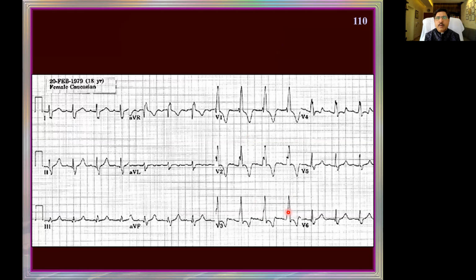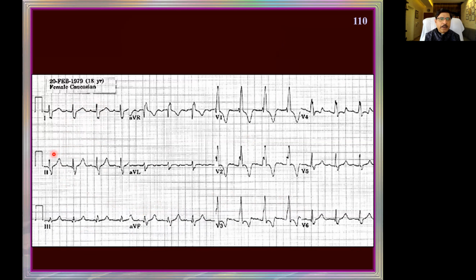Now tell me what is the rate of this ECG. How do I know? This is the darker line: 300, 150, 100, 75. Between 75 and 100, maybe around 85 to 87 is the heart rate. What is the axis like? This is up, this is up, this is up, this is also up. So there is no shift in the axis.